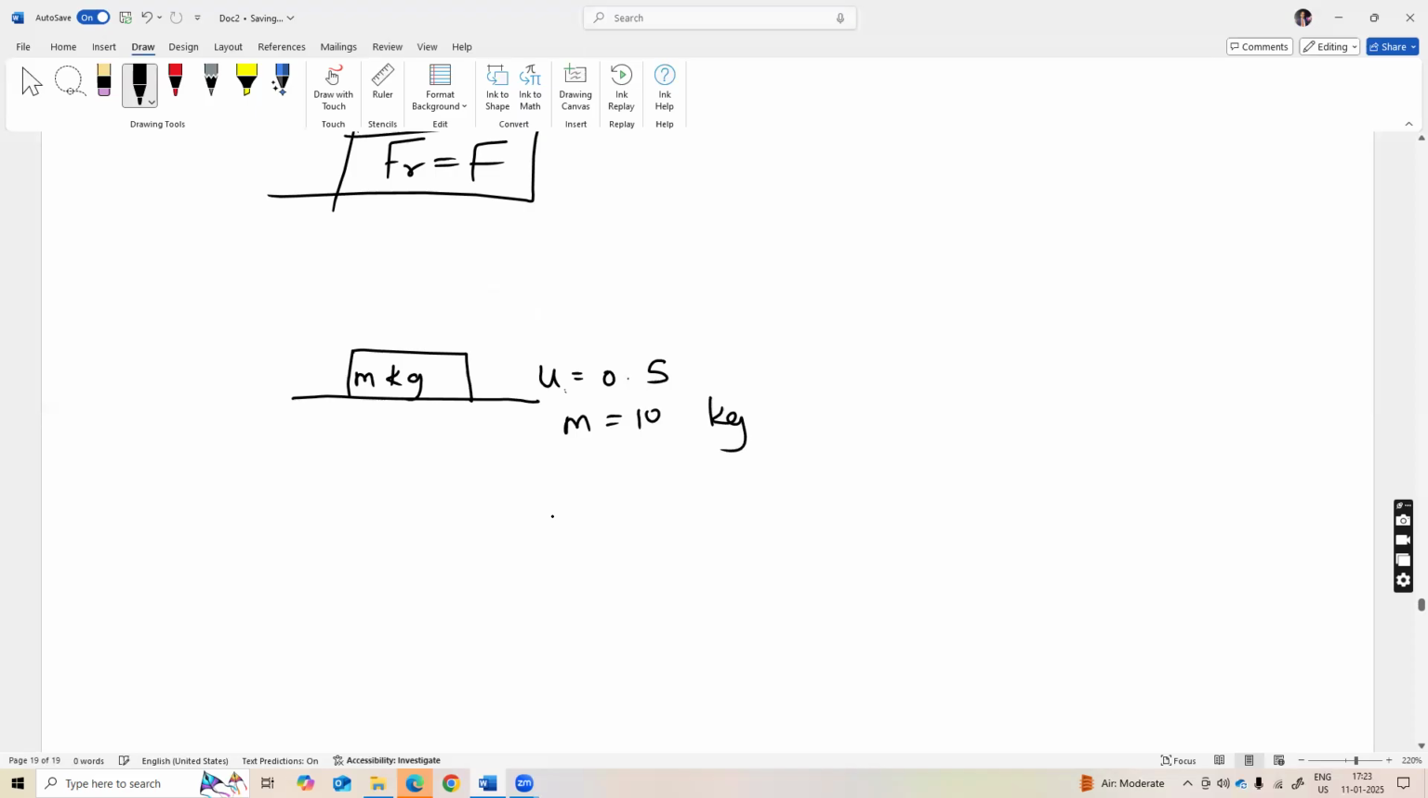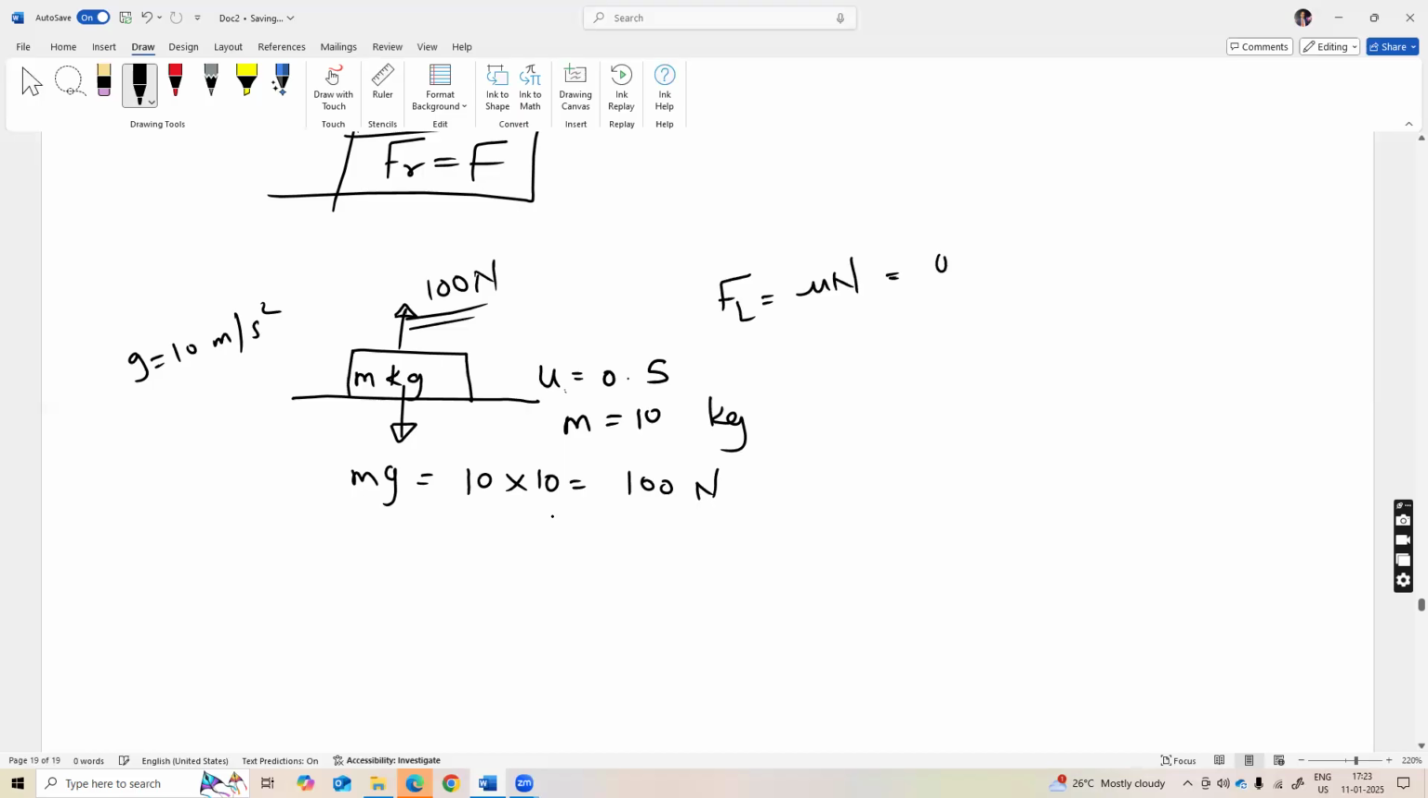In that case there will be weight acting downwards. If g is 10 meter per second square, then weight will be mg, which is 10 times 10, equal to 100 newton, and therefore there will be a normal reaction of 100 newton acting upwards. The limiting friction Fl will be mu N, which is 0.5 into 100 newton, so the limiting frictional force will be 50 newton.